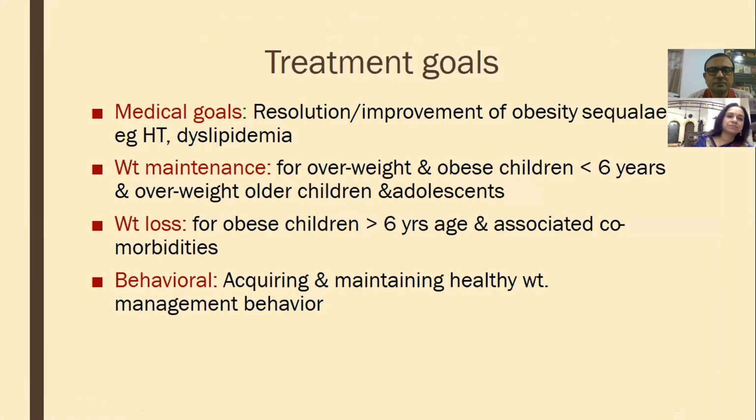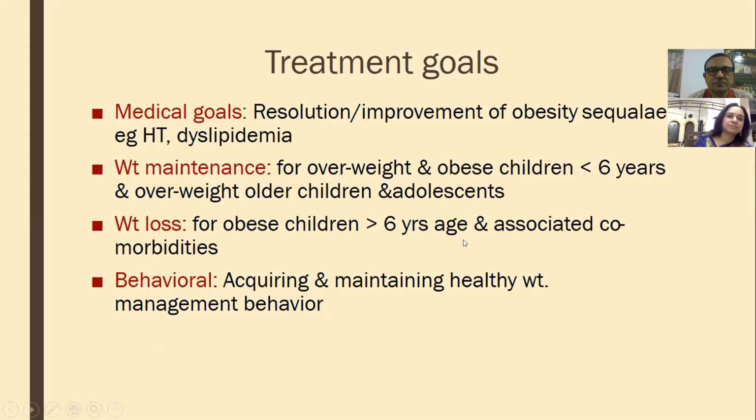Having done that, how do we treat them? Well, the medical goals are resolution or at least improvement of obesity sequelae like hypertension, dyslipidemia, and impaired glucose tolerance or diabetes. One would like to do weight maintenance for overweight and obese children under 6 years, and overweight older children and adolescents, at least this much. And one would attempt weight loss only for obese children beyond 6 years with associated comorbidities.